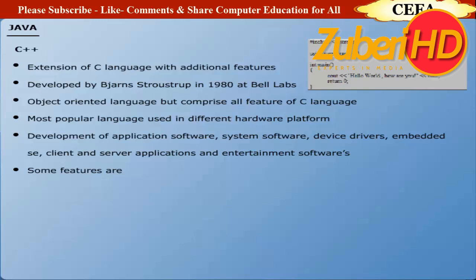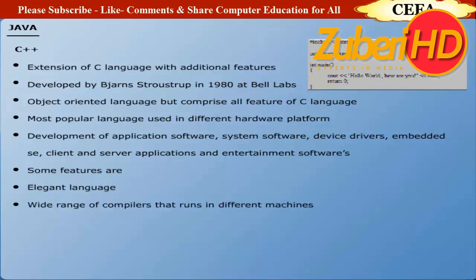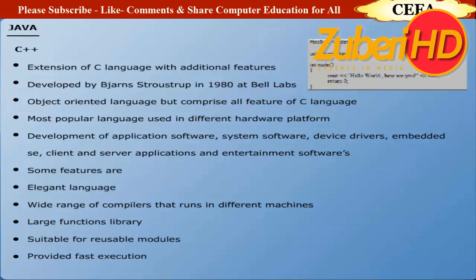Some of the more significant features of the language are: C++ is an elegant language. Users can program in procedural and object-oriented style or both. C++ has a wide range of compilers that run on many different platforms and machines. It has a large function library. It is suitable for development of reusable modules, thus reduces cost of software development. It provides fast execution of source code.